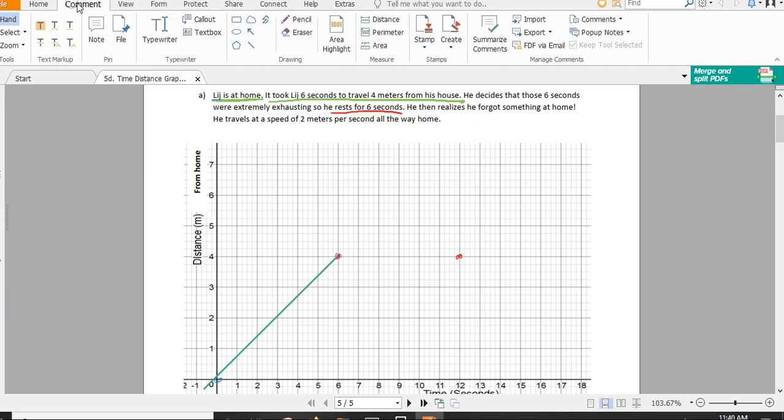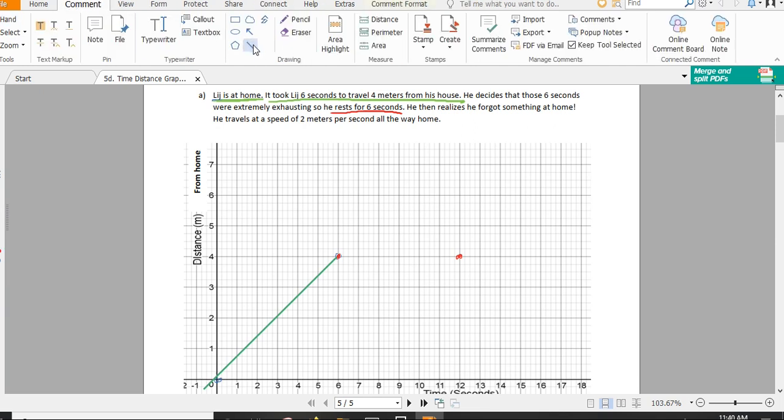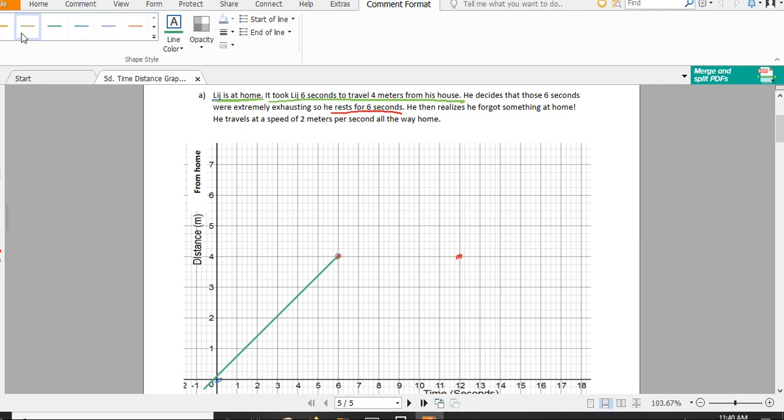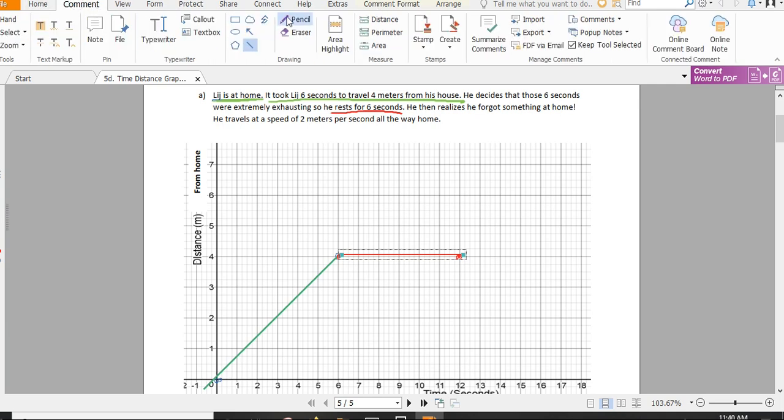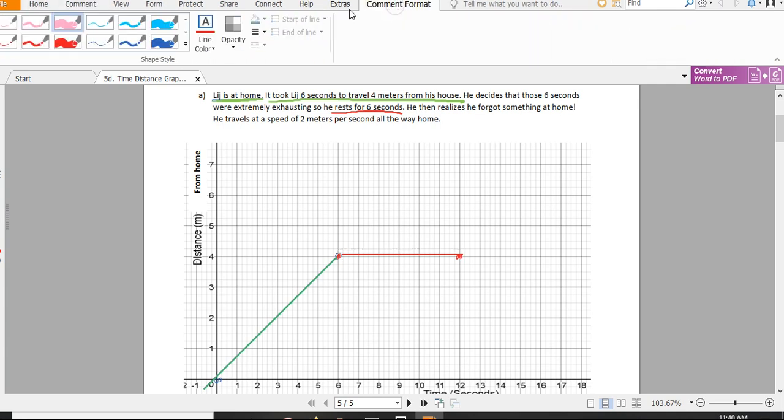Let's see if I can change the color of my line. Maybe? Oh, yes I can. Perfect. Line color red. Okay. So from here to here. Okay. So rest for 6 seconds, represented by the red line. Now, last part. Let's go with blue this time.